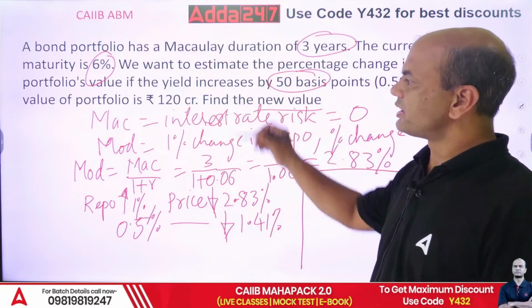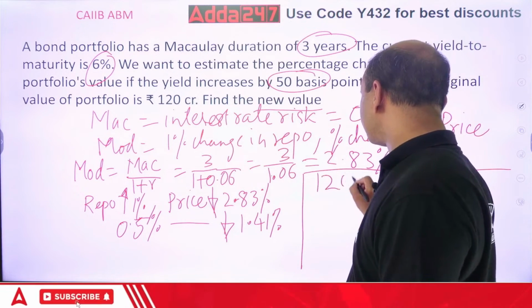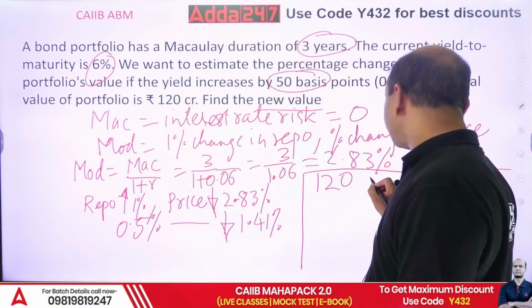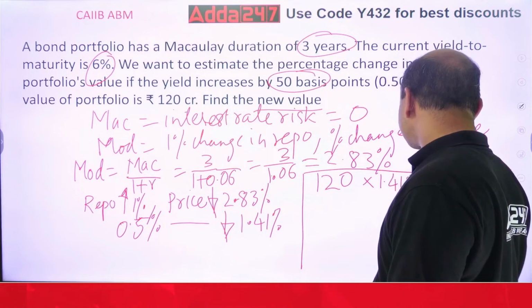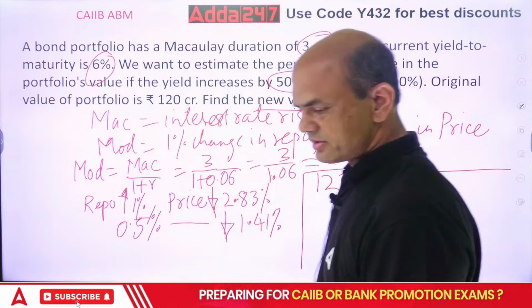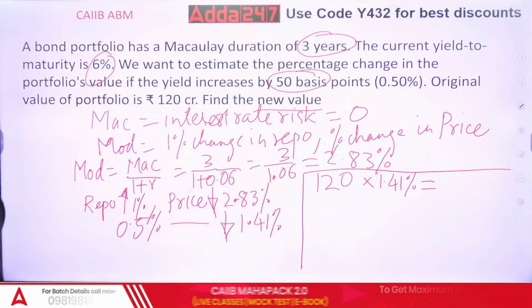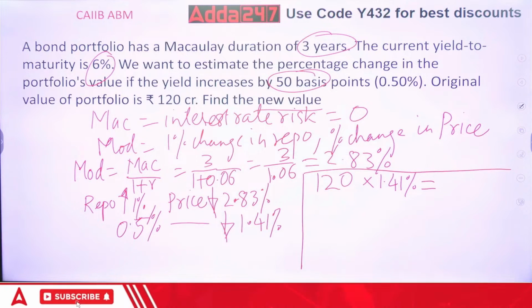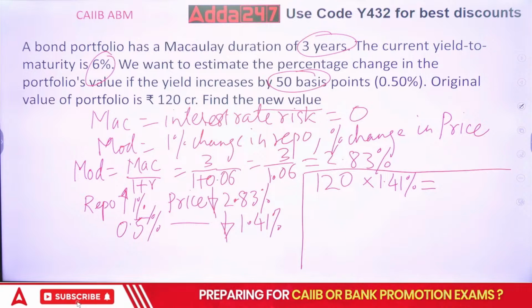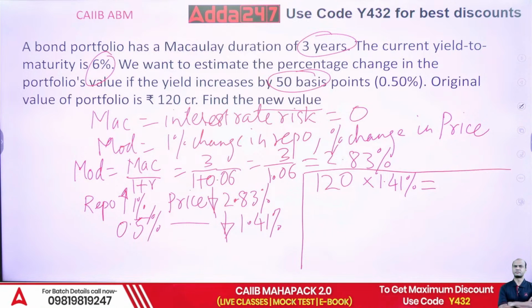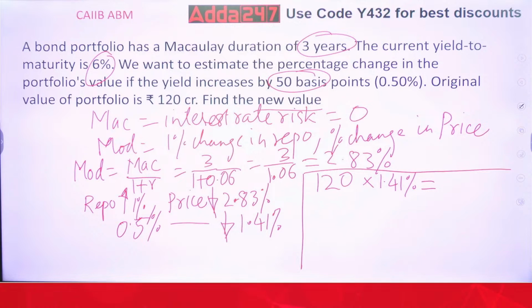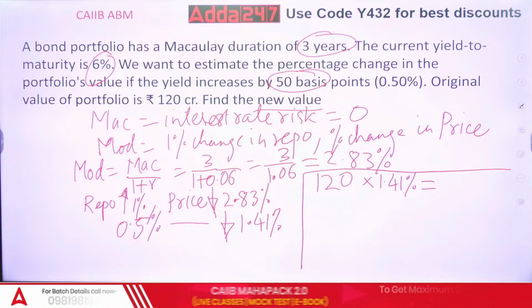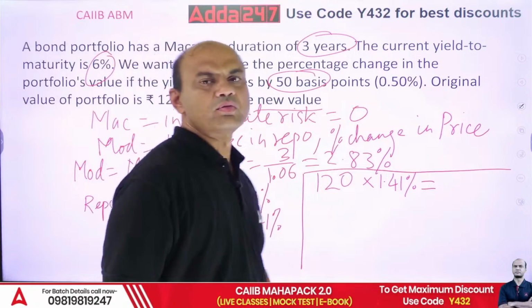What was the earlier value? 120. Let's forget this crore now. Now this 120 will fall down by 1.41%. So 120 into 1.41%. Find the answer. Remember, don't forget this percent. 120 upon 100, you should never forget. So 1.698. So roughly you can take it 1.70. Isn't it? What are you getting? 1.70.